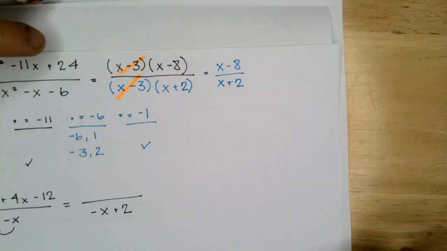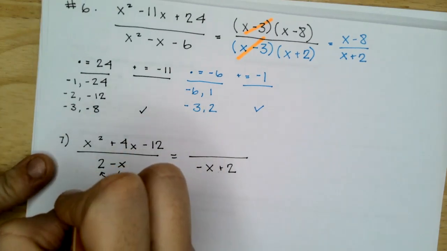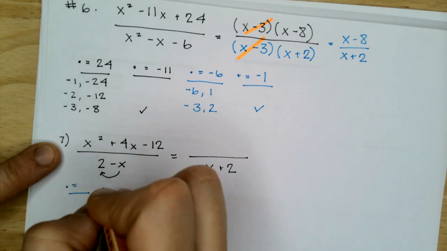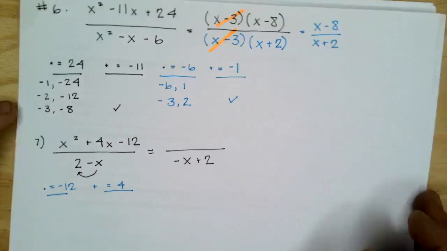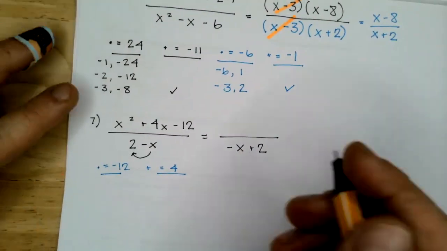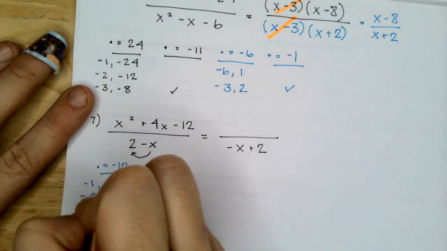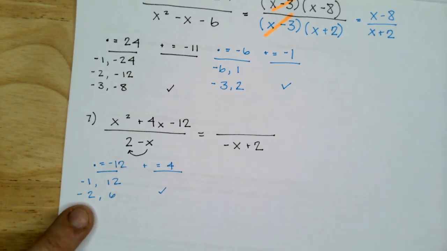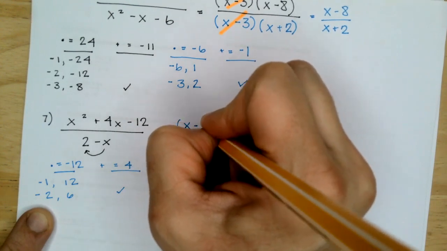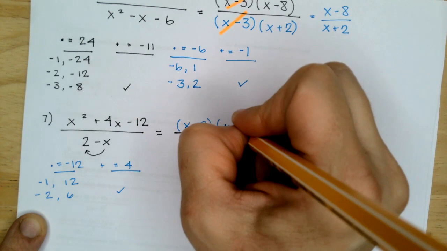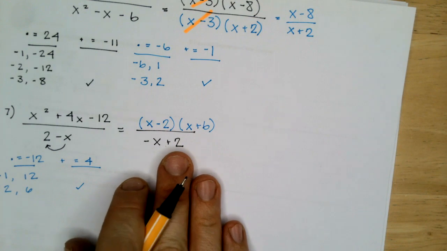Good? All right. Over here now we need two numbers that multiply to equal -12 and add to equal 4. Right? So they multiply to a negative but add to a positive. So I'm just going to do a positive and a negative. 1, -1 and 12. -2 and 6. That looks good, right? 6 minus 2 is 4. So I'm going to say this is x minus 2, x plus 6.